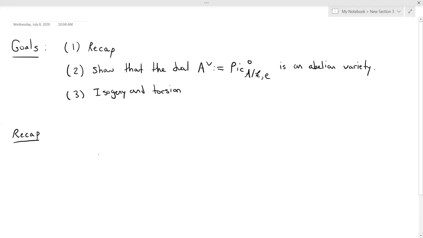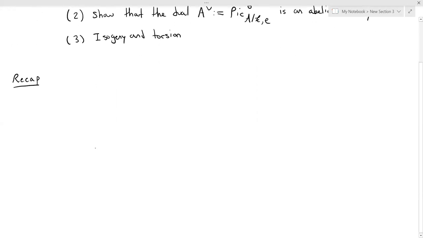Hold on. Oh, my macros have gotten screwed up. That's okay. We'll just scroll. It's not a big deal.